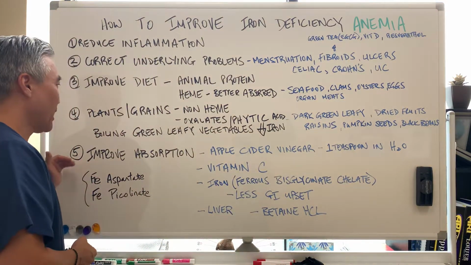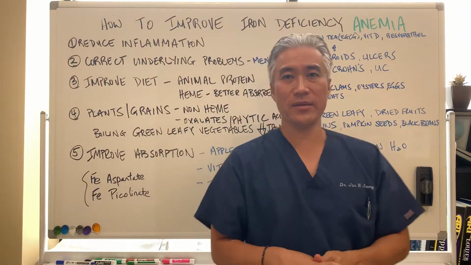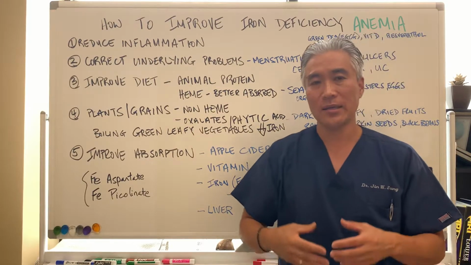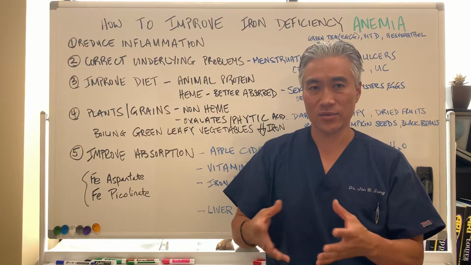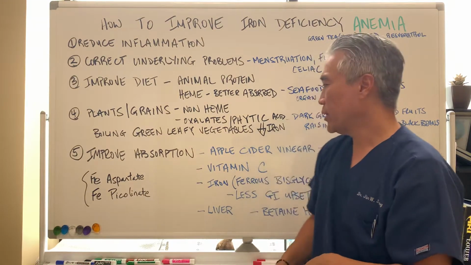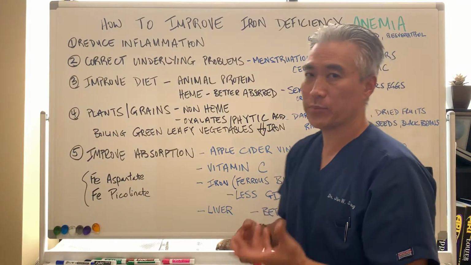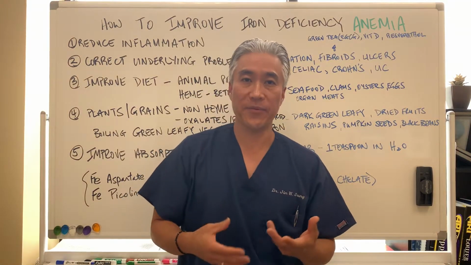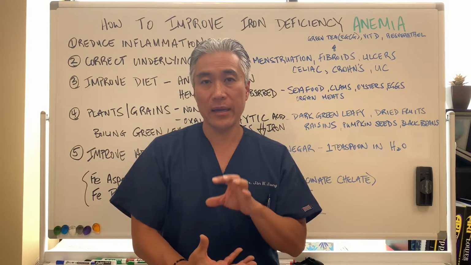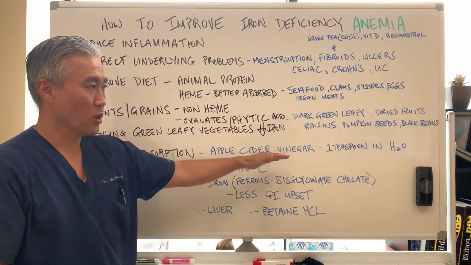And number five, right over here, how do we improve absorption, right? Once we get to the underlying mechanisms, as you correct inflammation and some of the autoimmune disease processes and so forth, how do we improve absorption? One way is to take a teaspoon of apple cider vinegar, put it in water, and drink it before your meal. That improves the acidic environment in your stomach and helps to absorb iron better. So apple cider vinegar is one way.